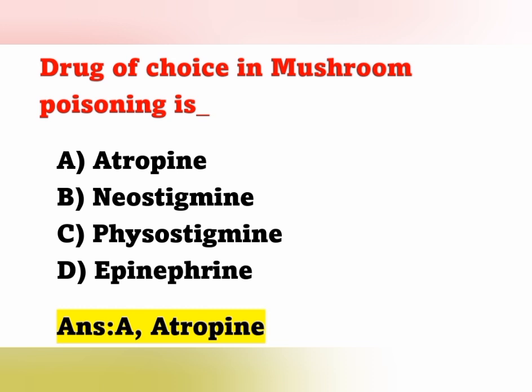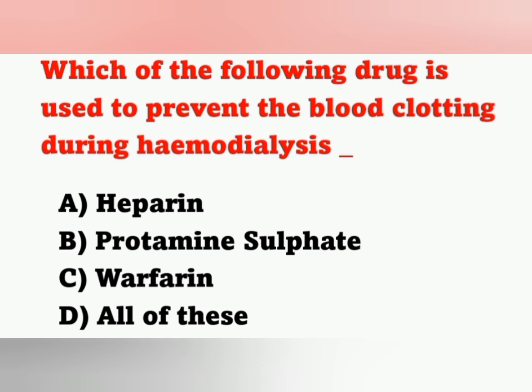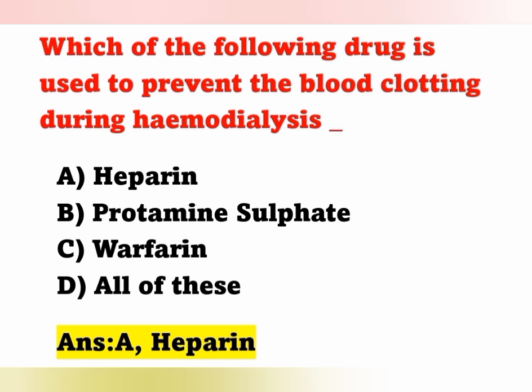And the next question, which of the following drugs is used to prevent blood clotting during hemodialysis? Option A heparin, option B protamine sulfate, option C warfarin, option D all of these. Question, which drug is used to prevent blood clotting in hemodialysis? It is heparin. Option A is the correct answer.